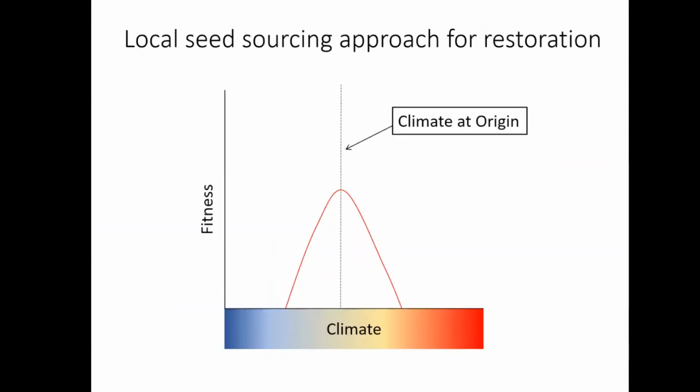So what this means is a local seed sourcing approach relies on the concept of local adaptation. And so in this figure, if you can see my mouse, the x-axis represents a climate gradient, and this line indicates a site where we're going to say we're doing a restoration. And so using a local seed sourcing approach, we only want to collect seed from nearby the location that we're doing this restoration, assuming that this seed is already locally adapted to our environment and should show the highest fitness on the y-axis.